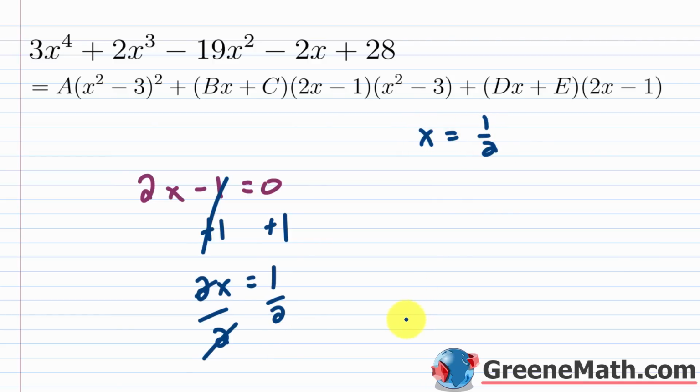What that means is that if I plug in an x value of 1/2, then 2 times a half is 1, 1 minus 1 is 0. So this is going to go away. And then again, this right here would be 0, so this whole thing's going to go away, and that's going to allow me to solve for A.